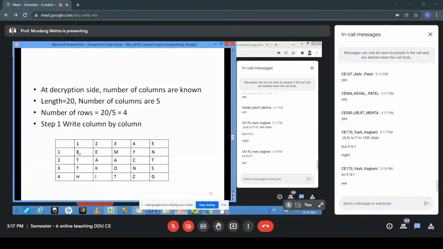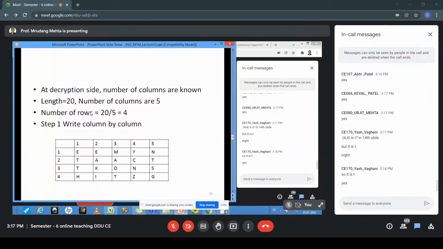So what we do is we first put it column by column, 5 columns. So it generates 4 rows, since 20 by 5 is 4. Is that clear? If the length is known and the number of columns is known, you can find out the number of rows. So eventually it will give us 4 rows, each row with 5 columns. Is that clear? Yes, all of you understood what we have done?